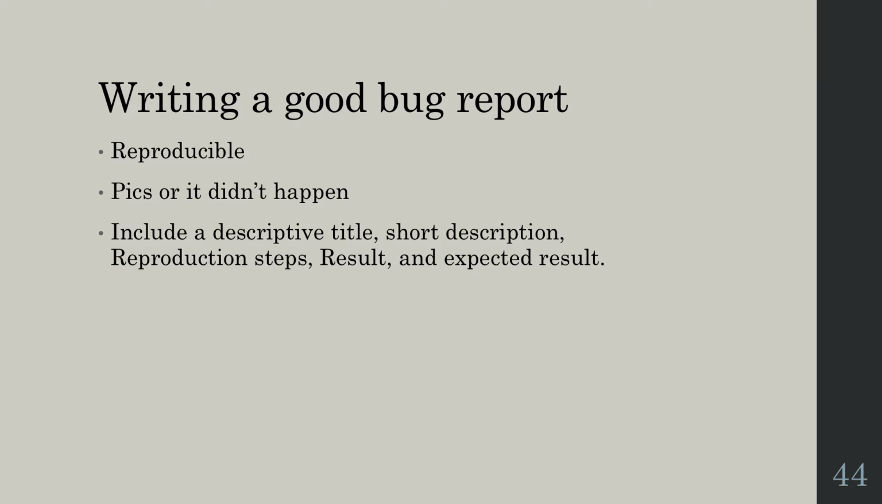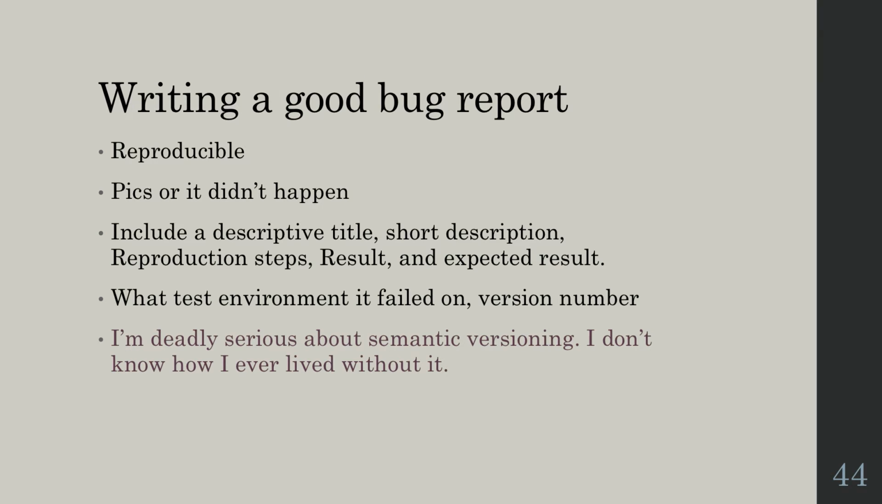So, also other stuff, pretty obvious: include a descriptive title, description, reproduction steps, result, expected result. And then again, what tested environment it failed on, and the version number, which I know you'll have in your app because it means so much to me. I'm deadly serious about semantic versioning. I don't know how I ever lived without it, but life is so much more beautiful with it. And more importantly, note the version you were testing against.